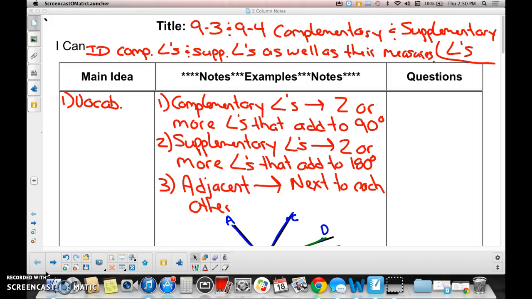Can somebody tell me the definition of a complementary angle? Bennett? Angles, 2 or more angles that add to 90 degrees. 2 or more angles that add up to 90 degrees. Can somebody tell me supplementary, Josie?